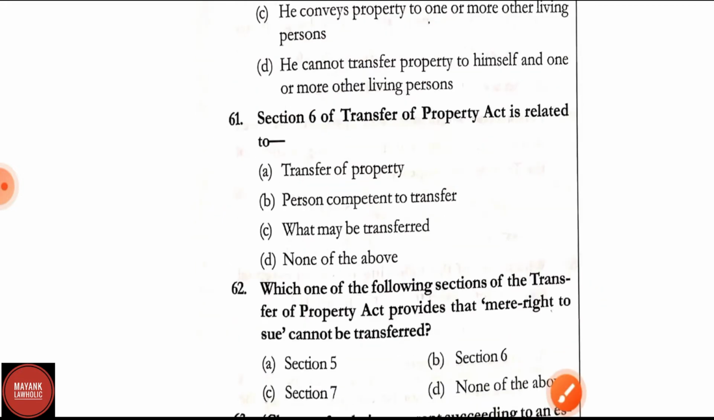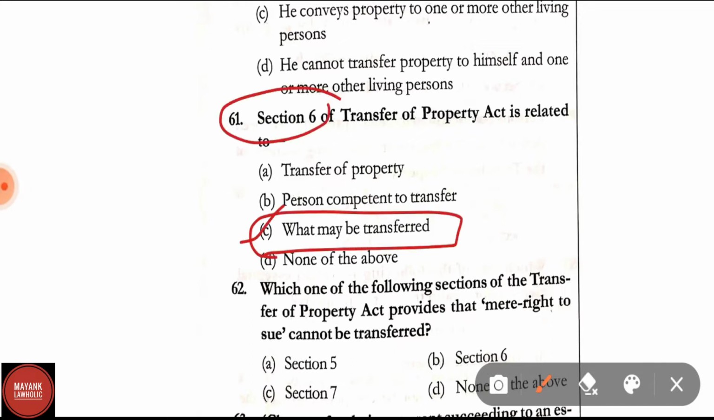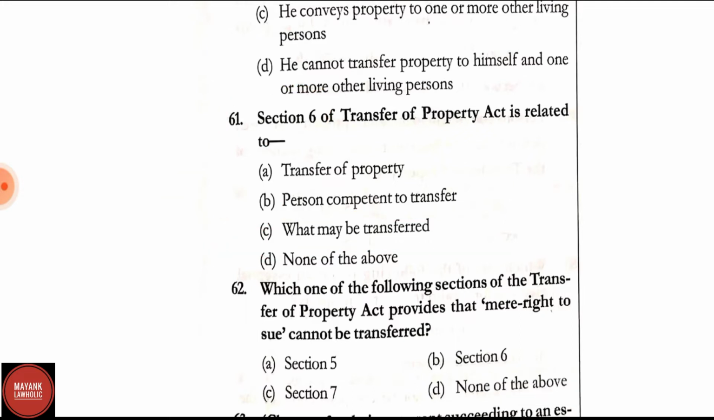Question number 61. Section 6 of the Transfer Property Act is related to transfer of property, person competent to transfer, what may be transferred. Correct answer is option C, that is what may be transferred. Section 6 of TPA is related to this.